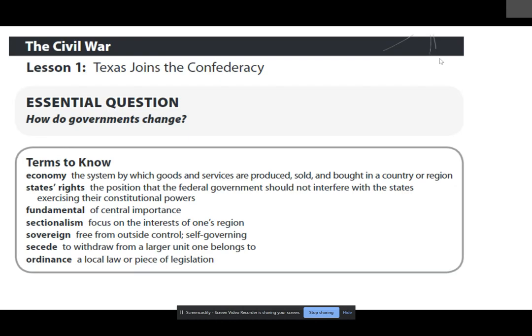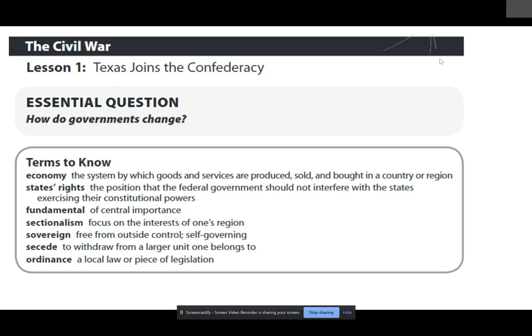Here are your terms to know. Economy: the system by which goods and services are produced, sold, and bought in a country or region. States' rights: the position that the federal government should not interfere with the states exercising their constitutional powers.